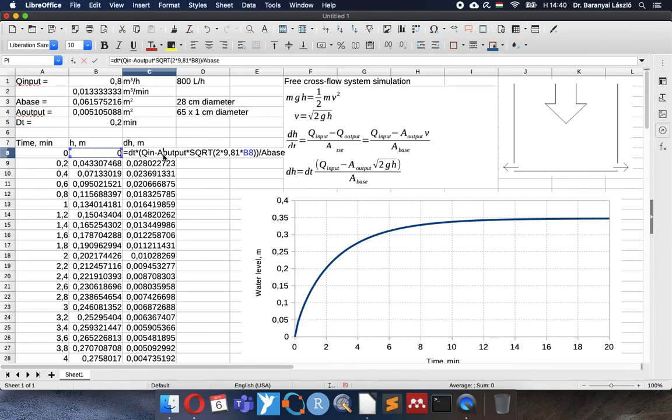So now you can see how to calculate the water level of this free cross-flow system, and in this simulation we can see that it is a stable system with a steady state level, and we could investigate how sensitive it is to the base area and the output area. And we have seen that the number of the holes we make at the bottom primarily contribute to the water level, and we can change that way. With the base area, we can only change the speed, how fast or slow we can reach the steady state level. Thank you for your attention.